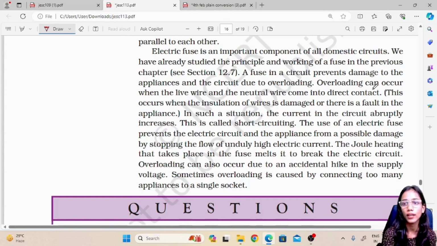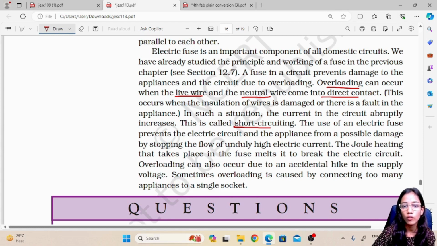Now, how can overloading occur? Overloading occurs when the live wire and the neutral wire come in direct contact. This usually occurs when the insulation of the wire is damaged or there is any fault in the appliances. Okay, and this is termed as short circuiting.